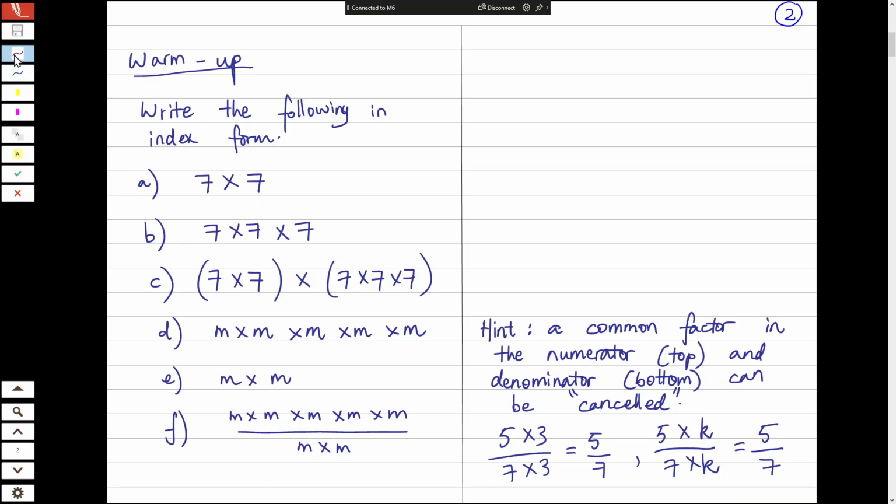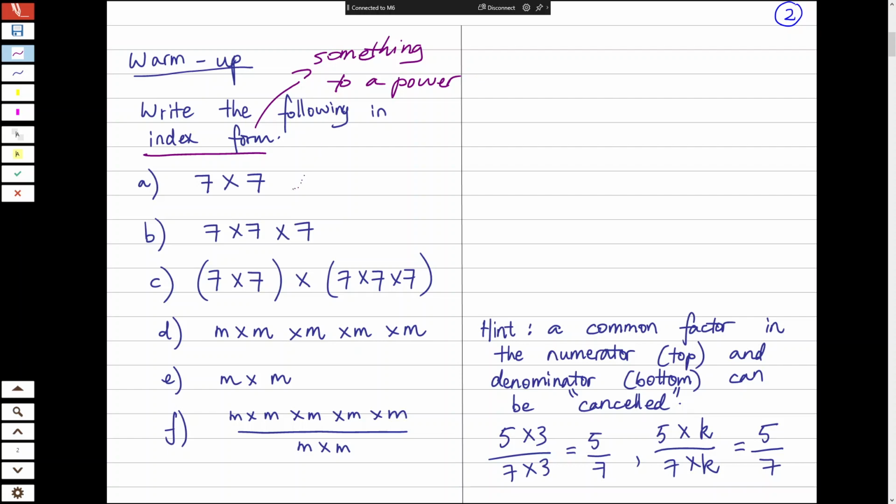All right, let's remind ourselves, what do we mean when we say index form? Josh: Something to the power of. Great. And what does a power look like when I write it with another number? Sharon: It's a small number at the top right.